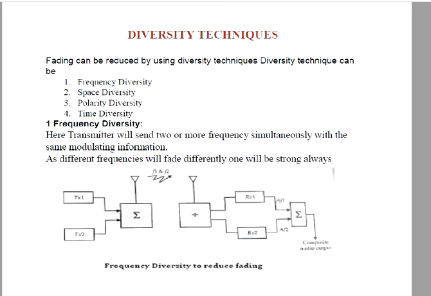Frequency diversity means the transmitter sends two or more frequencies simultaneously with the same modulating information. So here we are using two transmitters. The transmitter sends two or more frequencies simultaneously with the same modulating information, and different frequencies will fade differently. One will be strong always. So this is the frequency diversity technique that is used to reduce the fading.